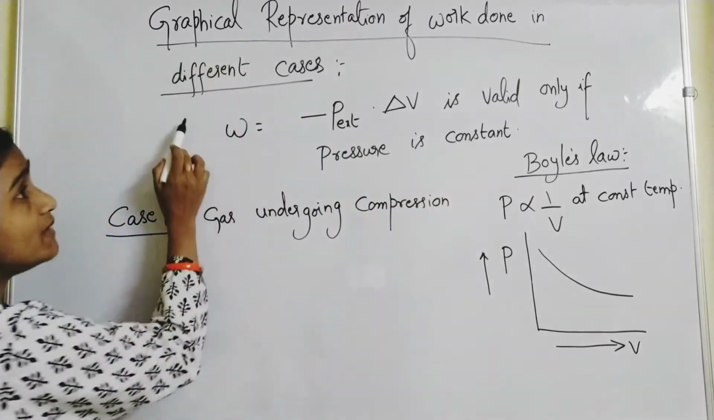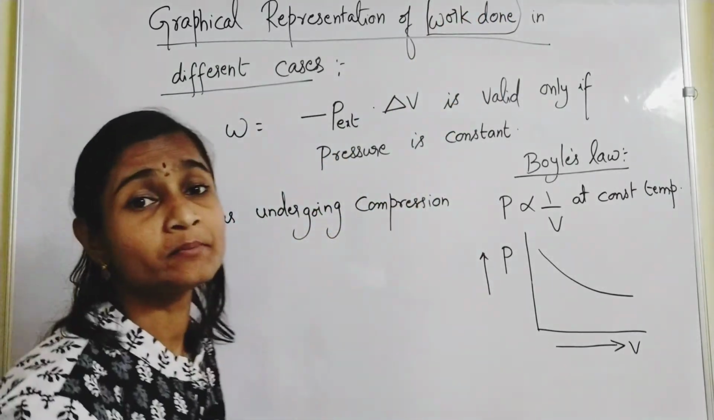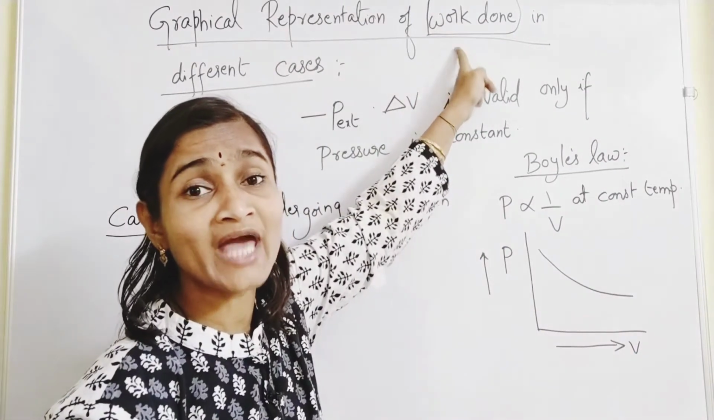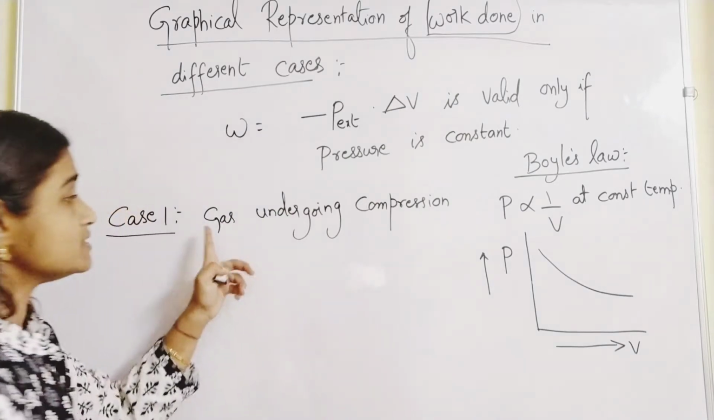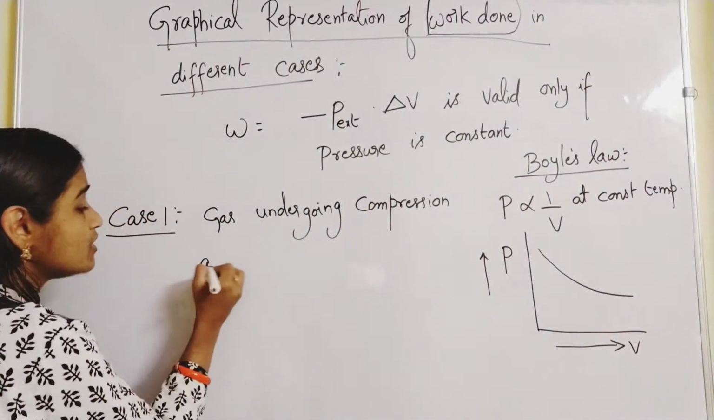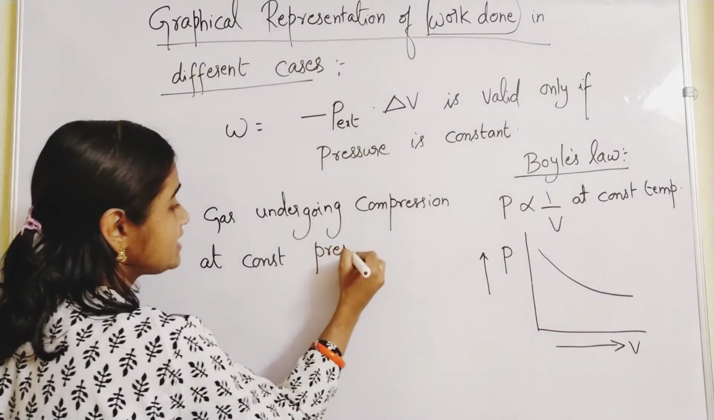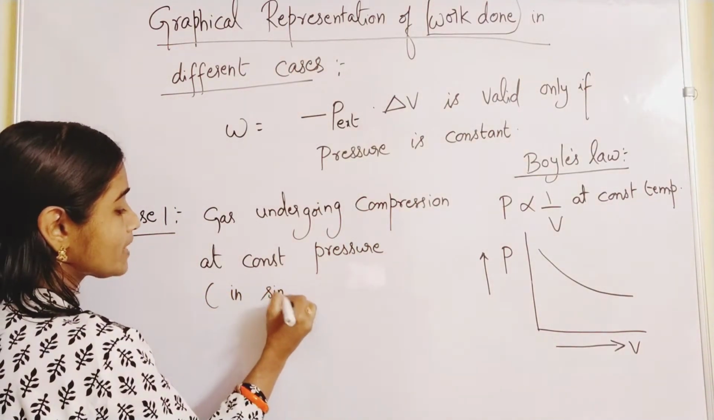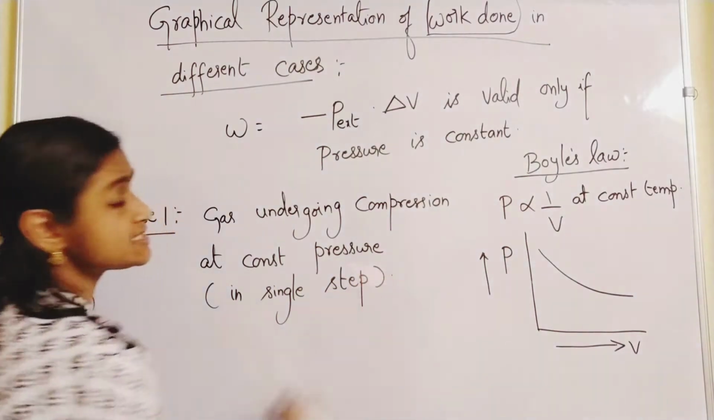Work done. I'm speaking about what? Graphs for calculating what? Please remember, work done graphs are used for what? To calculate the amount of work done. Please remember. Okay, so gas undergoing compression at constant pressure, and that too in single step. This is case 1.